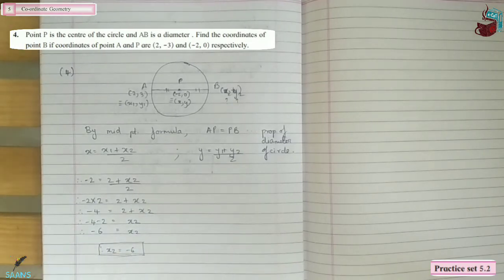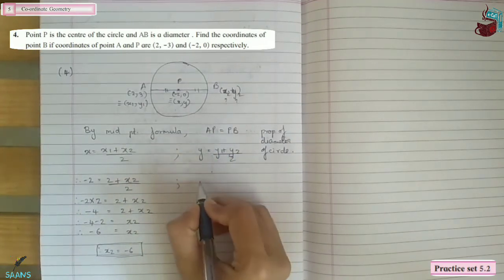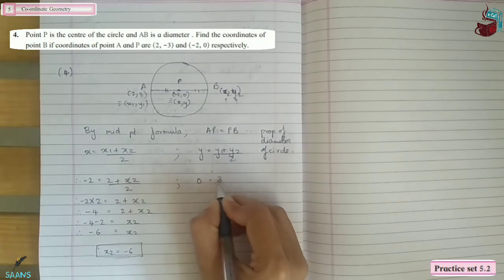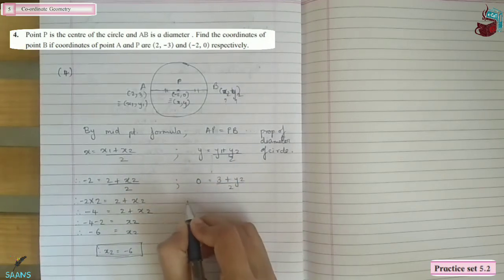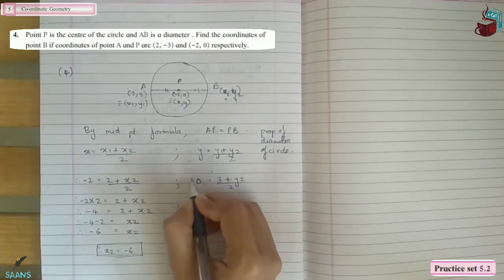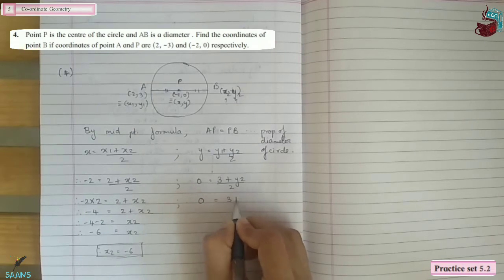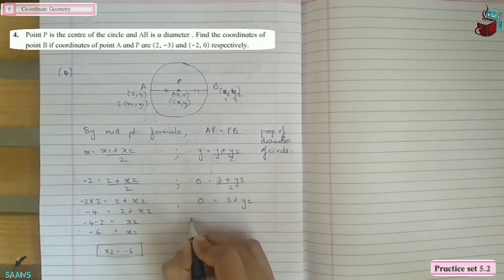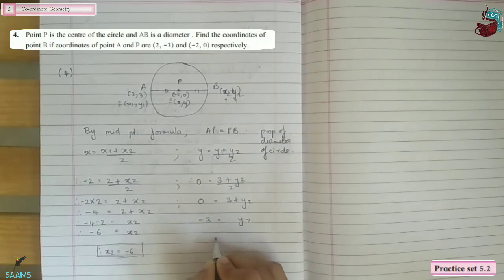Okay, are we done? No, we're not done. So, we will do what is the value of y2. Okay, so y is here 0, y1 is 3, y2 we do not know, this is 2. Therefore, 0 times 2 is 0, which equals 3 plus y2. Therefore, minus 3 is equal to y2. Therefore, y2 is equal to minus 3.